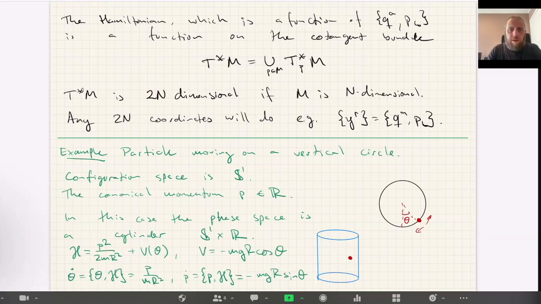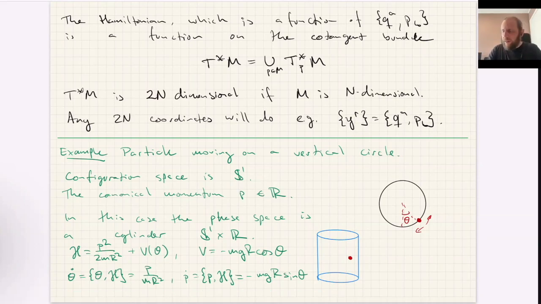Okay, so with that, that's the structure of the phase space. The phase space we identify with the cotangent bundle. It's essentially the union of all of the cotangent spaces, all the dual spaces, in configuration space. So with that, let's discuss now.